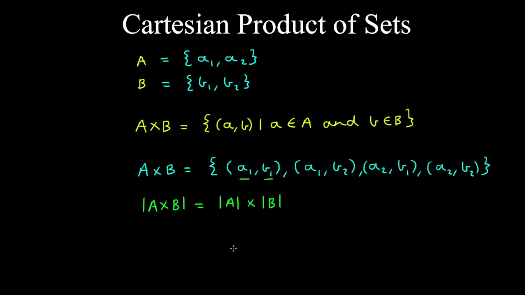So essentially we're choosing two elements from set A and then two elements from set B. So by the multiplication rule, we have 4 ordered pairs in our resulting set, which we can see over here.